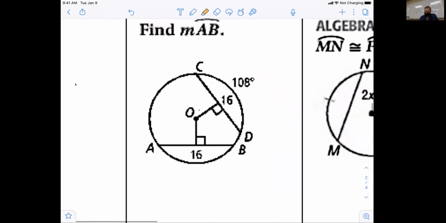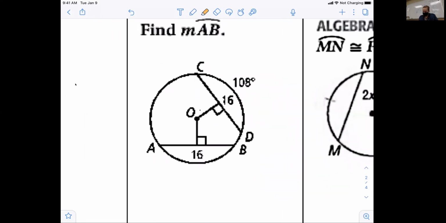All right, so it says find measure of arc AB. Here's arc AB. I'm going to argue there's no math even to do here. It's just written in. Anyone know what arc AB is? Say again? 108. Why, Kate?